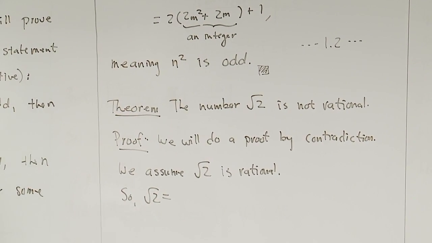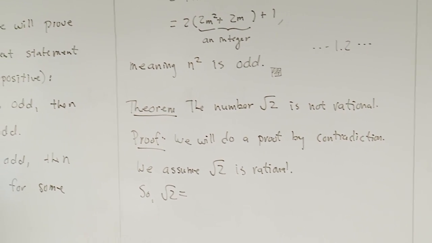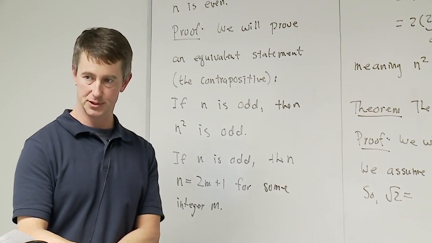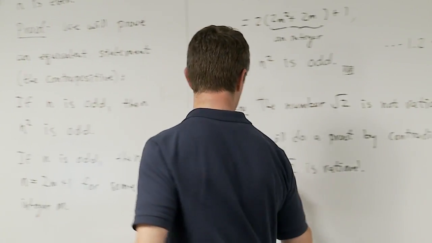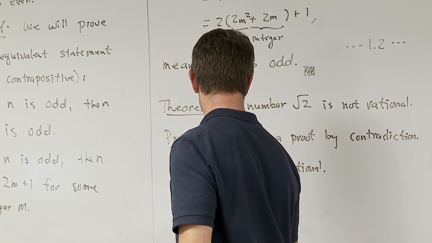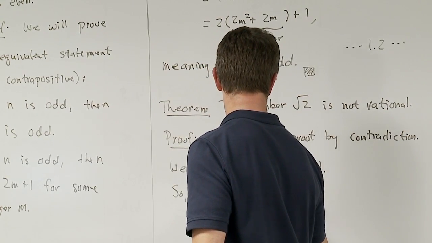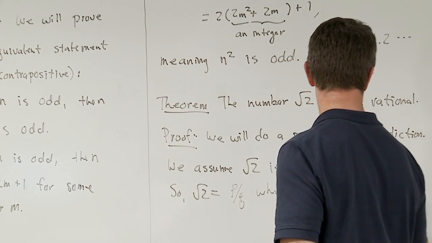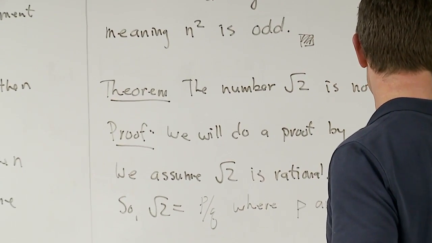And so now we use our definition of rational, meaning we can write it as a ratio of integers. So root 2 can be written in the form p over q, where p and q are integers.